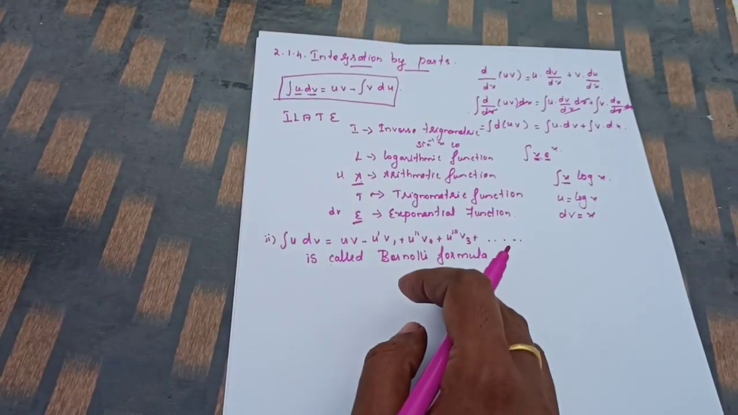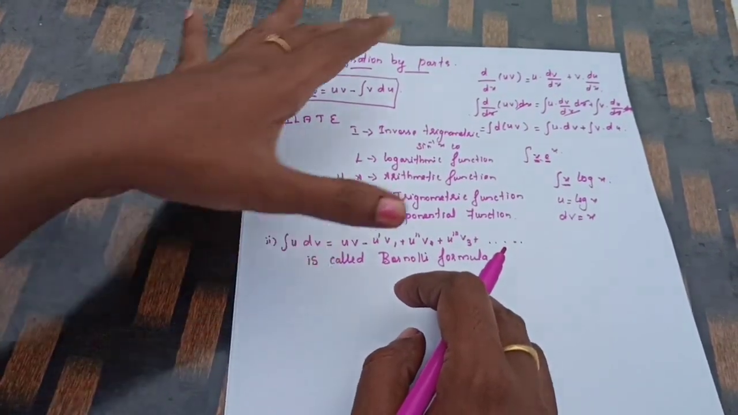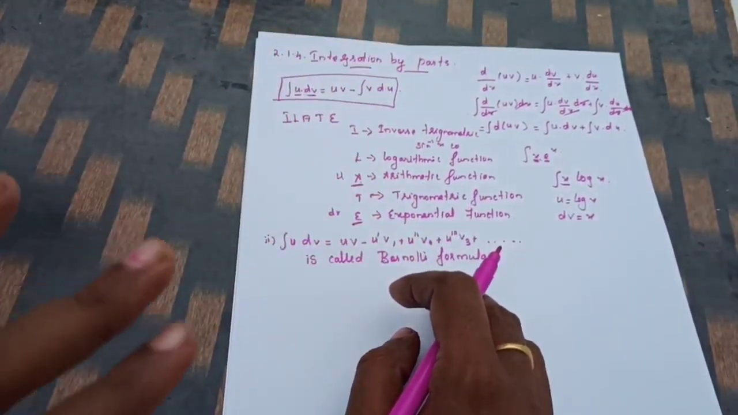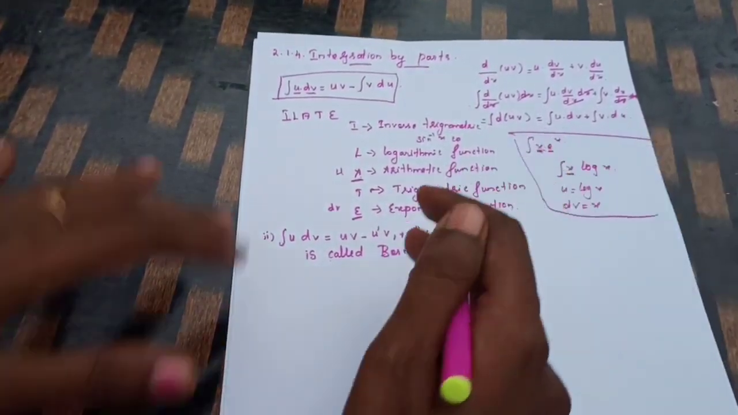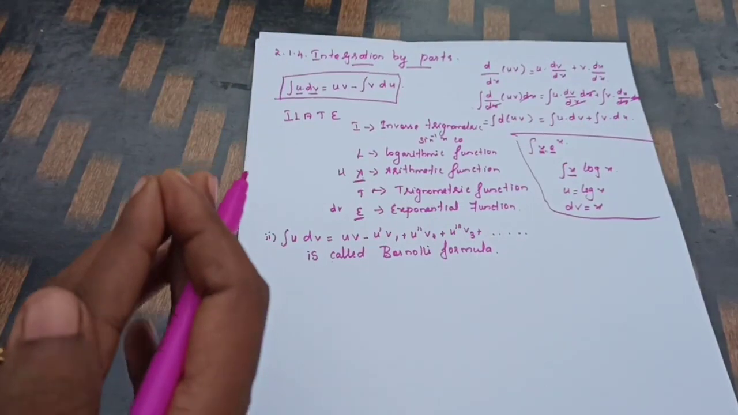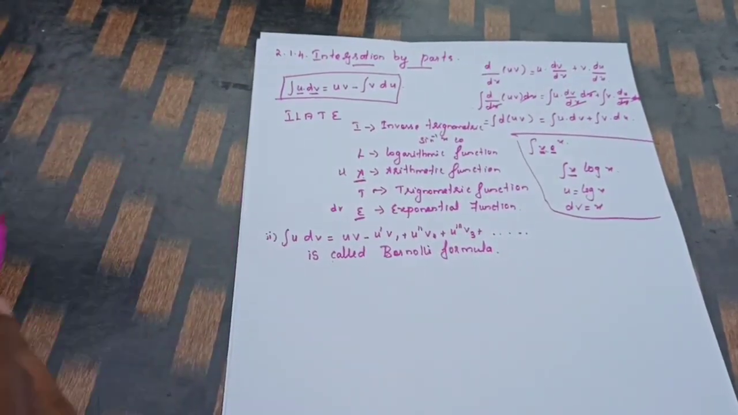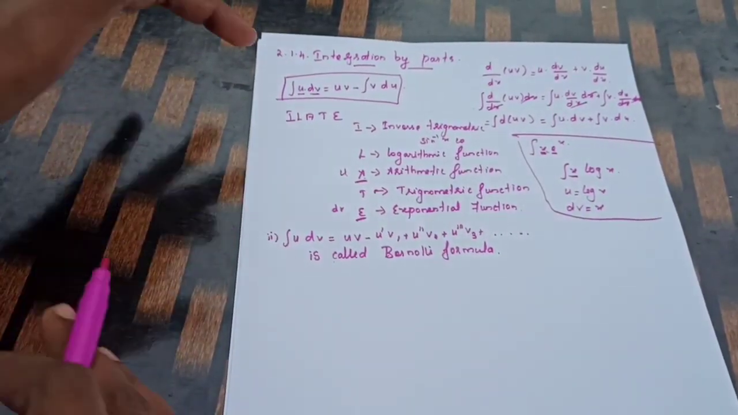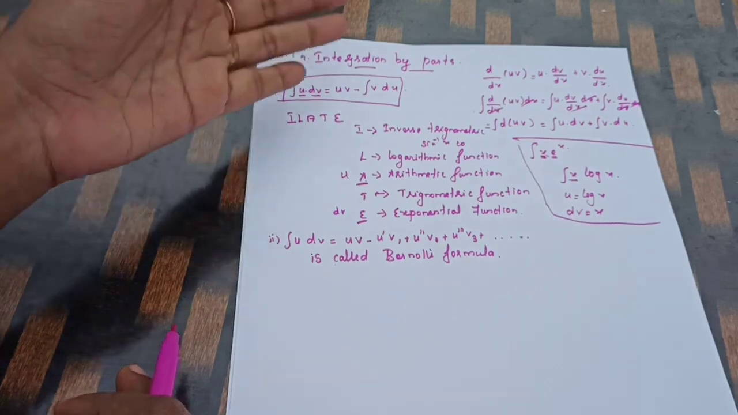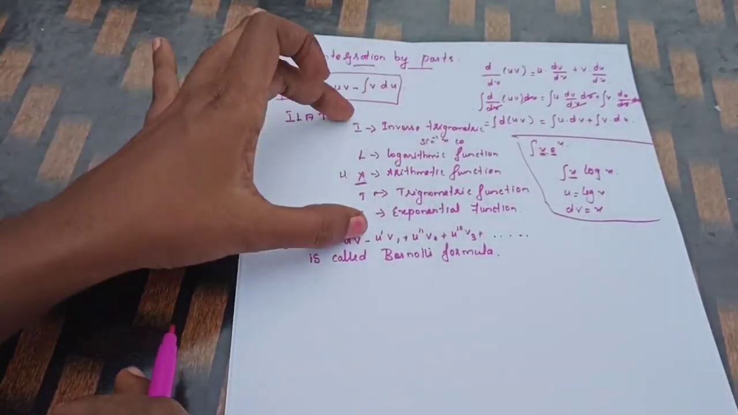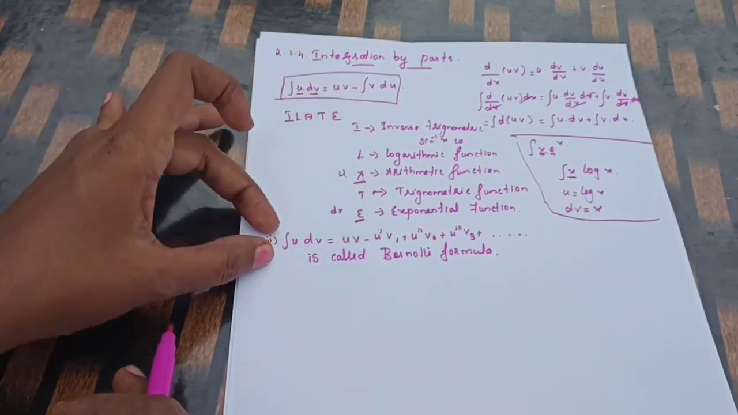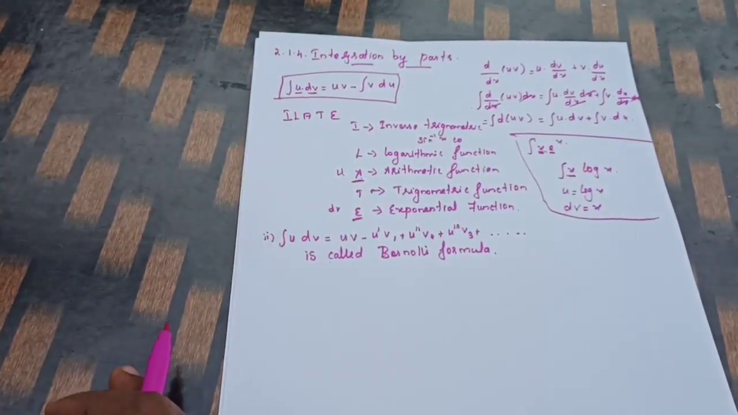Before moving to this section, we need to know this much very thoroughly, then only it will be easy for you. This and all, no need to take in your notes, but the remaining everything you need to note. First put the heading integration by parts, then write down this formula. If you need, you can write it on one side, then take down the ILATE rule, then Bernoulli's formula. Got it? Okay, let's move to the problem.